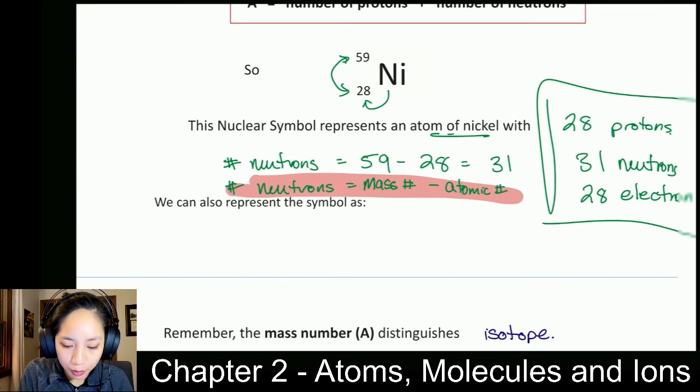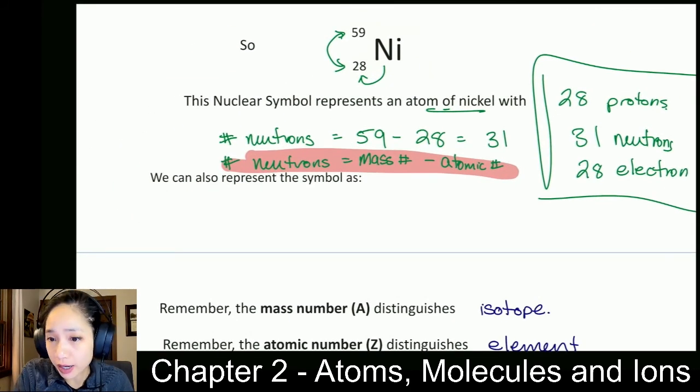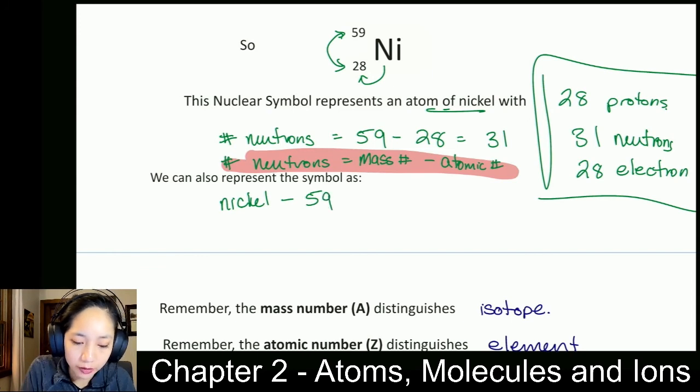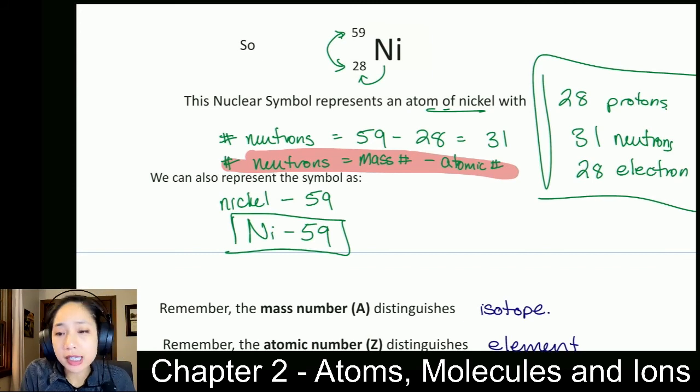We can also represent this symbol in a different way. We can call it nickel-59. This is another way to represent it because we know it's nickel, so we know how many protons it has. You write the element name and then the mass number. From the mass number, we can always calculate the number of neutrons because the number of protons is given by the actual element.